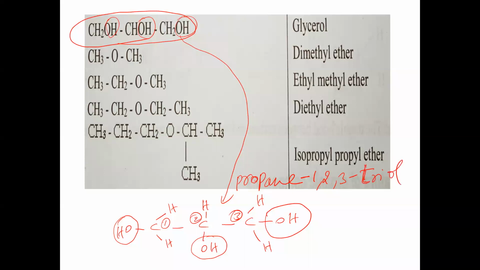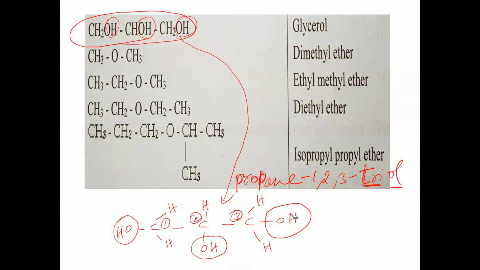1 comma, 2 comma, 3 triol. So only the first letter should be capital now. First letter should be capital, remaining all should be small letters. Okay. So propane 1 comma 2 comma 3 triol. Tri means how many? 3 times. And ol is the alcohol functional group.